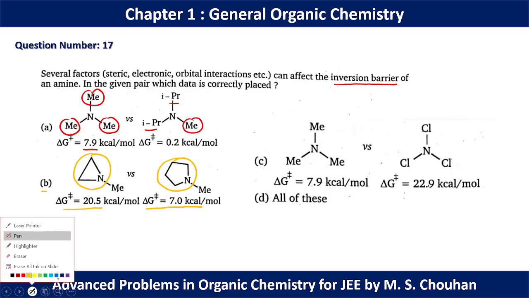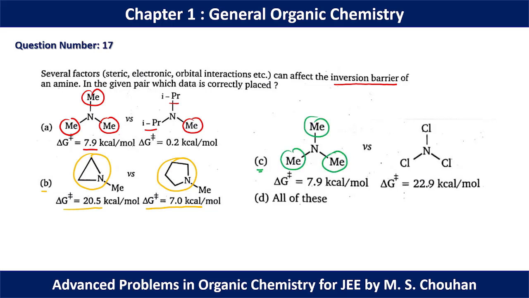In the third molecule, or option C, we have two molecules. Here we have 3 methyl groups, and keeping 3 methyl groups in the same plane is quite difficult. But keeping 3 chlorines in the same plane is much more difficult due to the presence of 3 lone pairs. So here we have lone pair repulsion, which is a much more destabilizing factor. That's why in the second molecule we have the higher delta G dagger value. So in A, B, C, all of the options, the delta G dagger value is placed correctly. So option D should be the correct option.